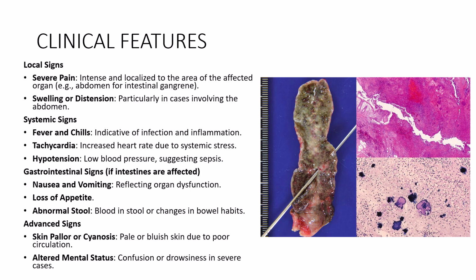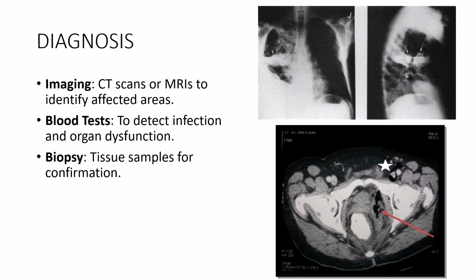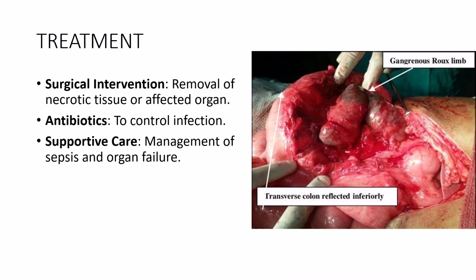We can also see advanced signs like skin pallor or cyanosis, that is pale or bluish skin due to poor circulation of the blood. And there can often be altered mental status, that is confusion and drowsiness, if the case is a severe one. For imaging, we go for CT scans or MRIs to identify the affected area. We go for the blood test to detect the infection or organ dysfunction, and biopsy for the tissue sample for confirmation.